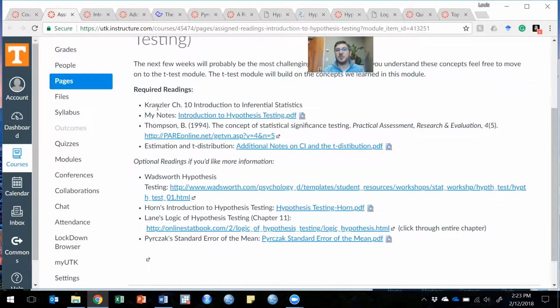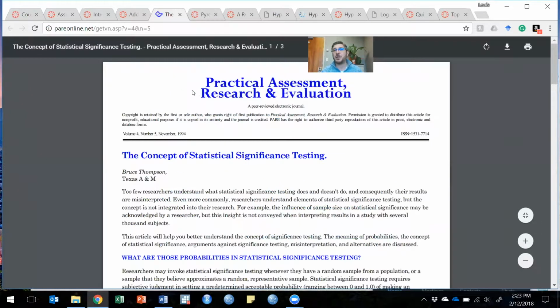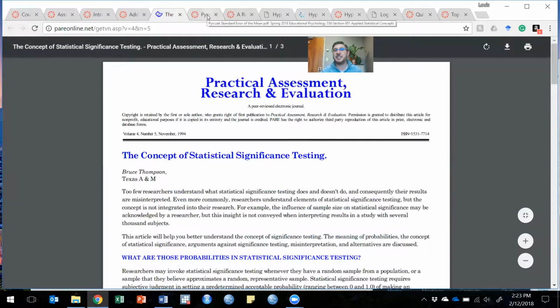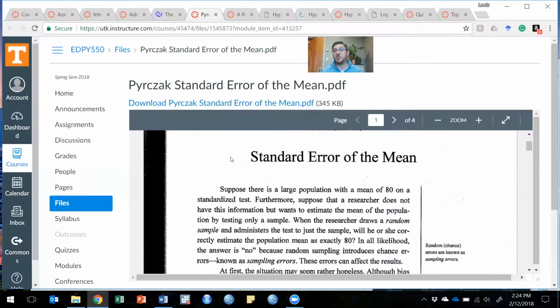If you look at the assigned readings for this week, we have the Kranzler text, chapter 10. I have a couple of note sections where I try to summarize some of the readings. Here's an introduction to hypothesis testing, some additional notes on confidence intervals. And then I have a lot of different optional readings. There's a good article from Practical Assessment, Research, and Evaluation on the concept of significance testing. There's a good article that talks a little bit more about the standard error of the mean, which we'll talk about in a little bit.